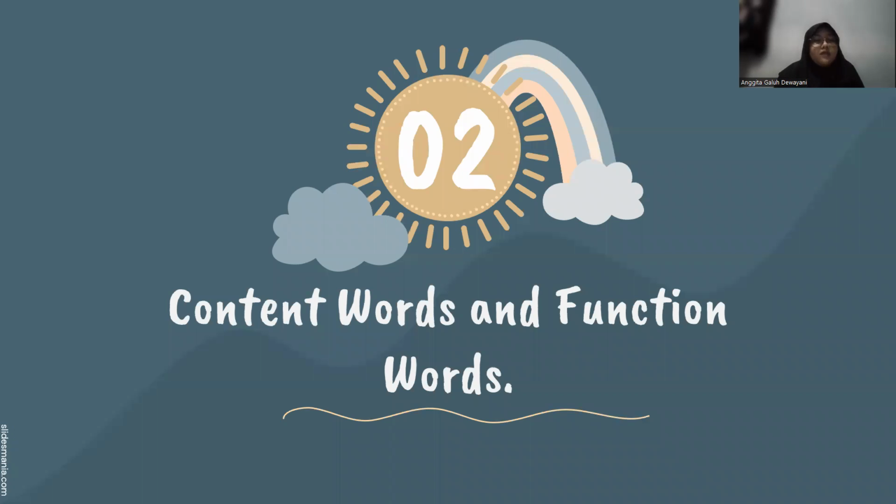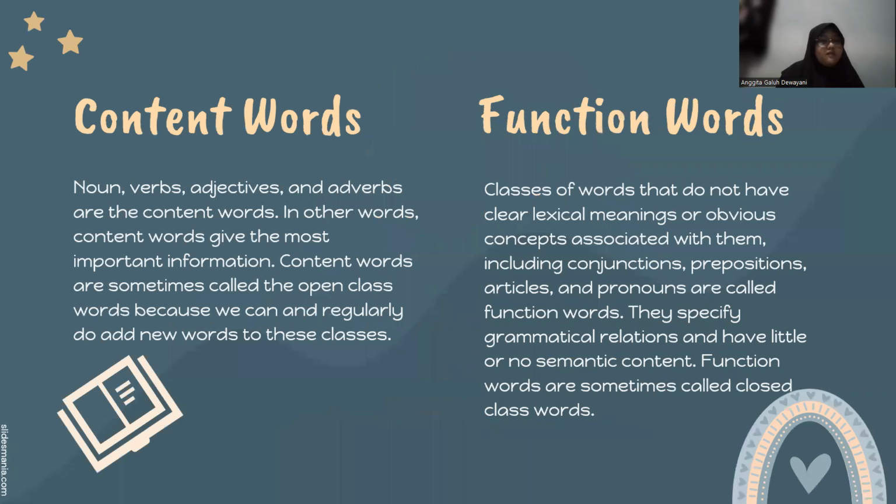The second one, content words and function words. Content words: nouns, verbs, adjectives, and adverbs are the content words. These words denote concepts such as objects, actions, attributes, and ideas that we can think about, like children, narcissism, soul, and purpose. In other words, content words give the most important information. Content words are sometimes called the open class words because we can regularly add new words to these classes, such as Bollywood, blog, and 24/7.